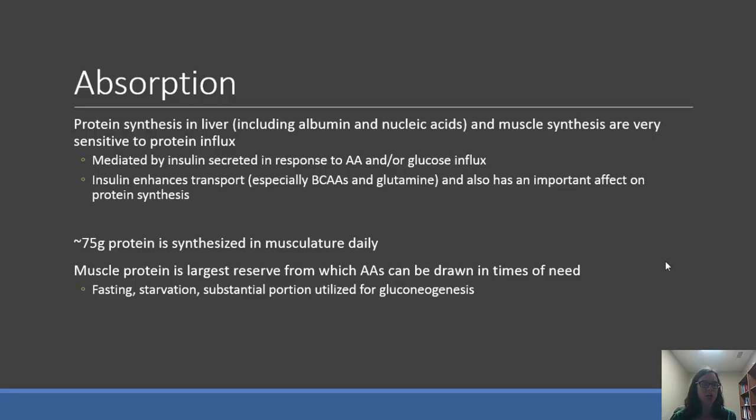So muscle protein is the largest reserve from which amino acids can be drawn in times of need. These include if someone is fasting or starving, or if a substantial portion of their amino acids are being utilized for gluconeogenesis.